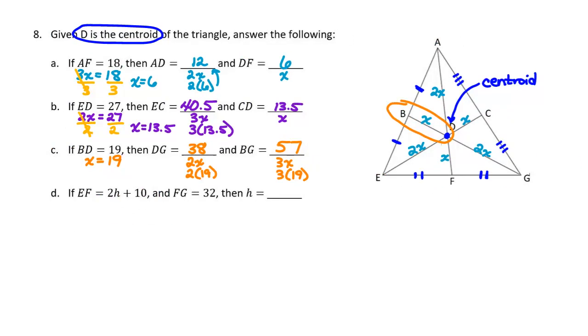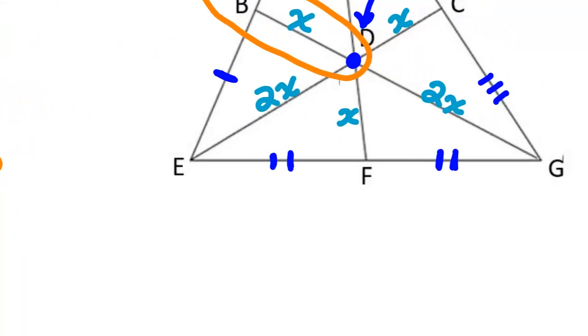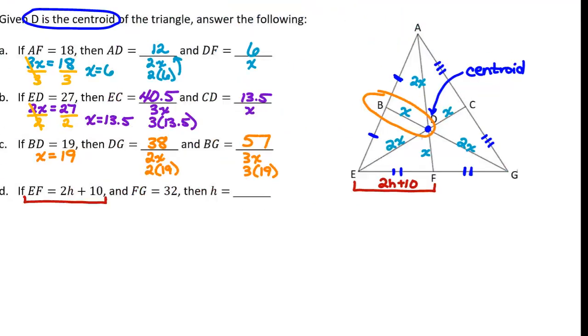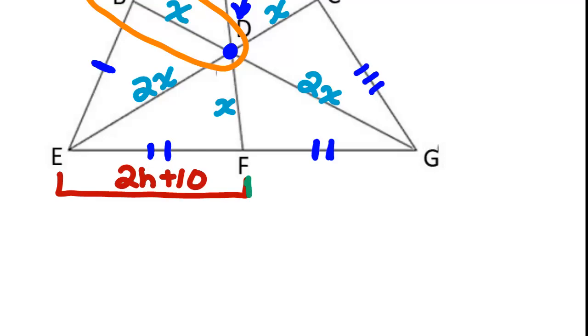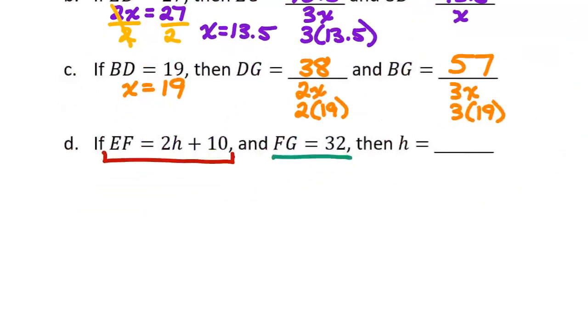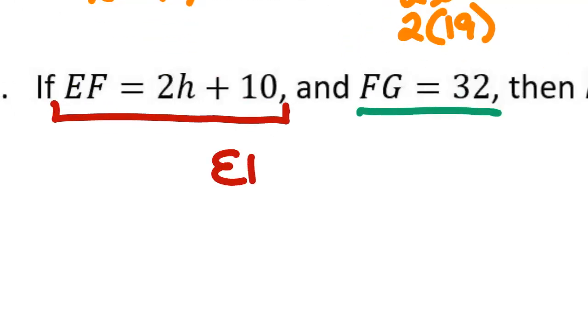All right, last one on this question here. They tell me that EF is 2H plus 10. From E to F, right here. 2H plus 10. And then it says from F to G is 32. Well, what do we know about that point F? It's a midpoint. So what does that mean about EF and FG? They are equal, they're congruent.